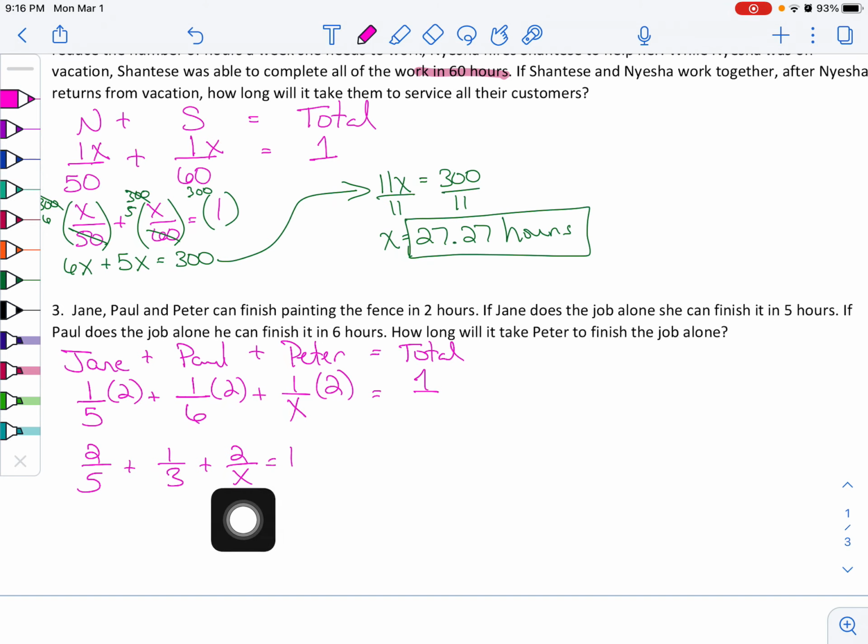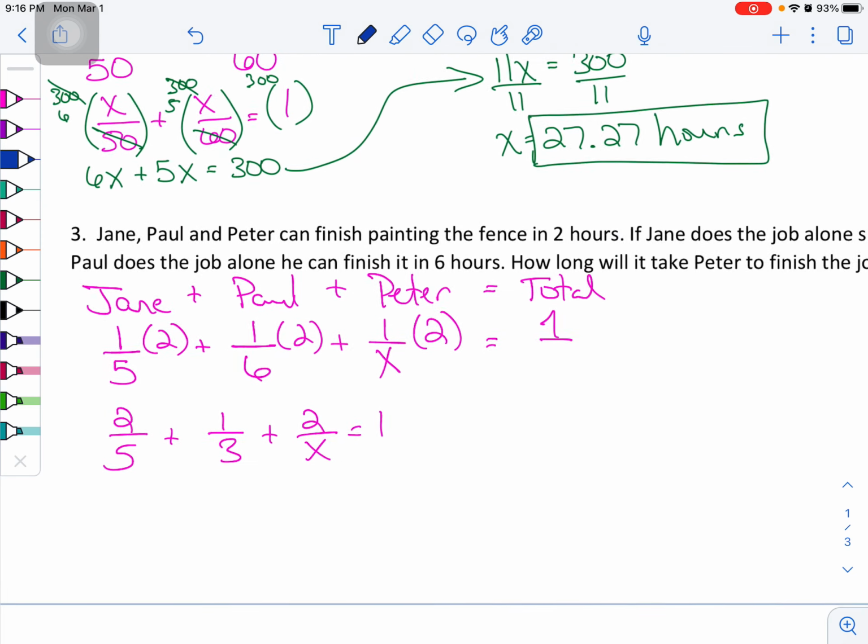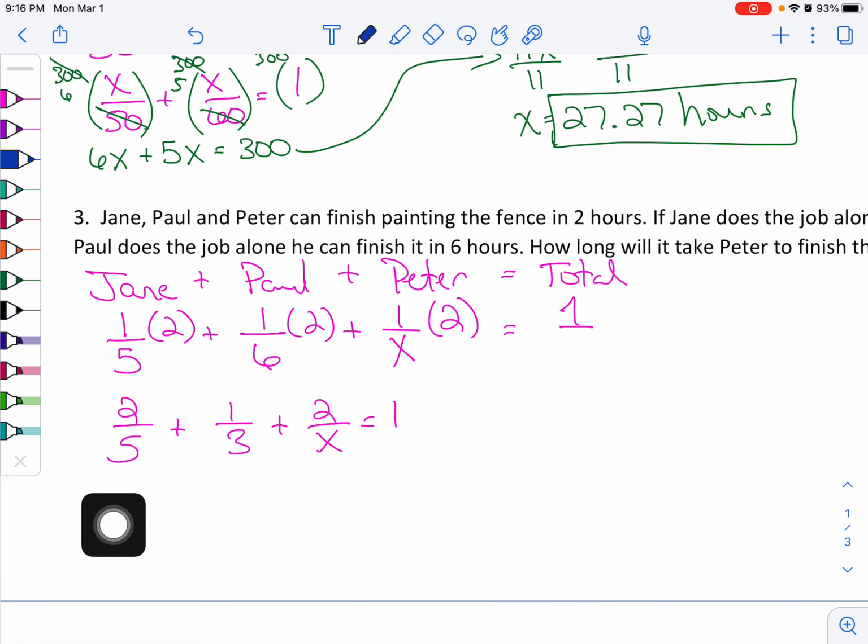Now this is like the problem that we solved earlier in the warm-ups. So I want to acknowledge that I can't have x equal to 0, which really wouldn't make sense to say that it took Peter 0 hours to finish painting a fence. Was the fence already painted? We don't know what that would mean. So the 0 doesn't make any sense. But if you did happen to get that as an answer, you just throw it out.